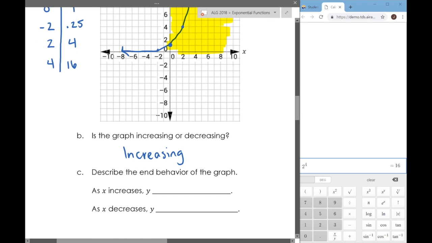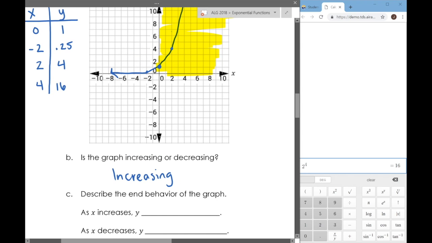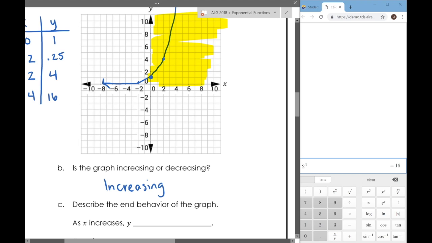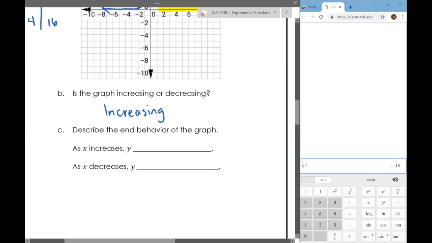So describe the end behavior of the graph. So as x increases, so it's saying as your x increases, so as these numbers increase 2, 4, 6, 8, 10, 12, what's going to happen to my y's? Are they going to go down? No, they're going to go up, right? So as my x increases, my y also increases.